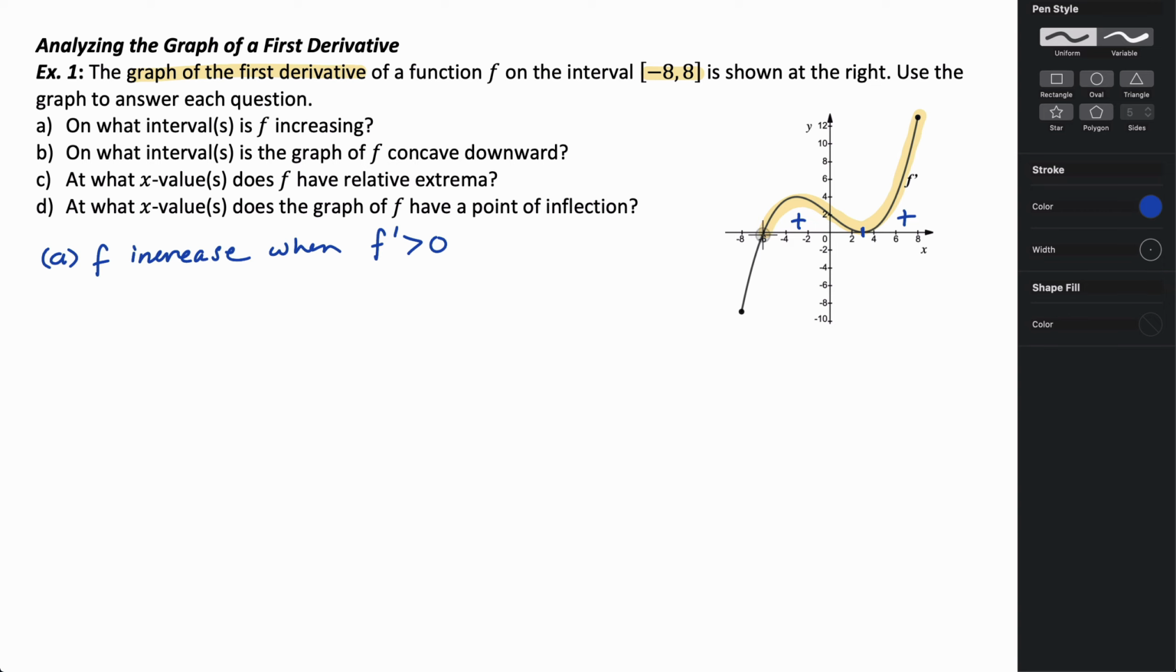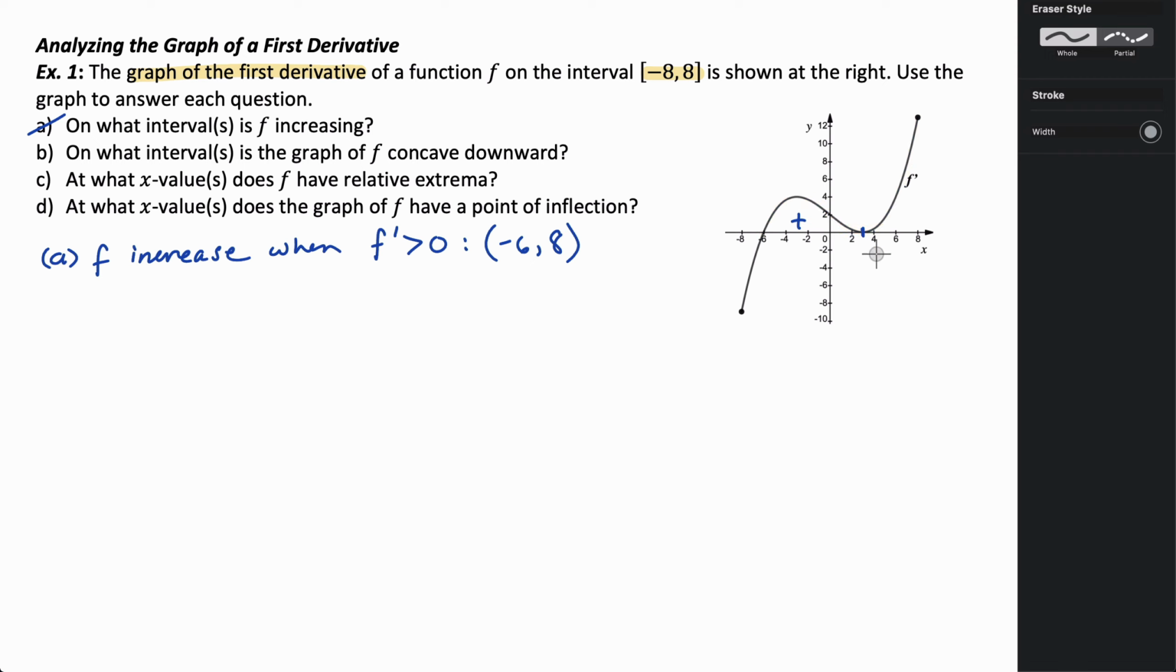So it's going to be increasing on the entire region from -6 up to 8. So we can say f increases when f prime is greater than 0, and so that's on the interval from -6 to 8. So check for part A.